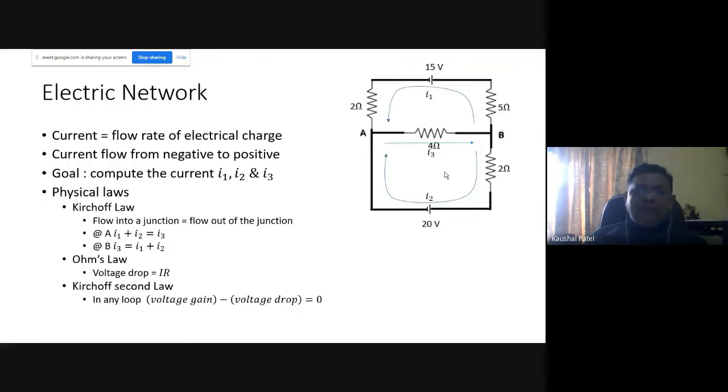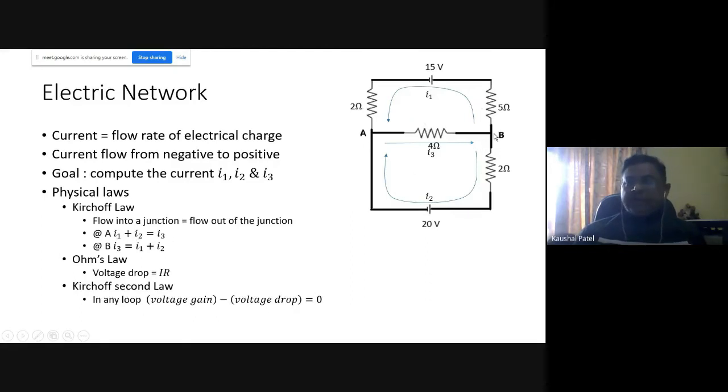Now we can use the physical law for calculating the current inside this particular network. The physical law we must follow is Kirchhoff's law: the flow into the junction is equal to the flow out of the junction. Here A and B are the junctions. At junction A, I1 comes to that point, I2 also comes to point A, but I3 leaves that point. So I1 plus I2 is equal to I3.